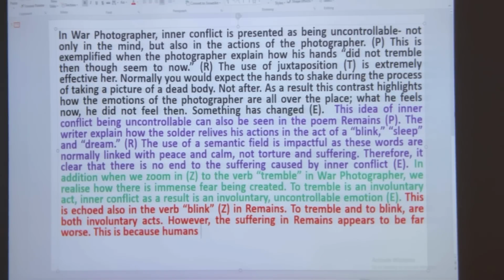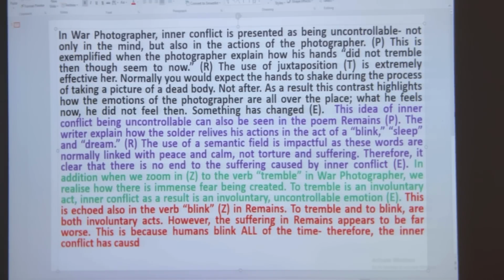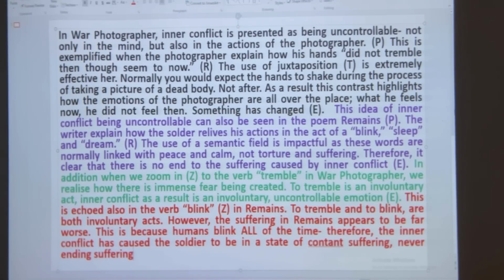humans blink all of the time, and therefore the inner conflict has caused the soldier to be in a state of constant suffering, never-ending suffering. And that's our explanation. And end it with a link.